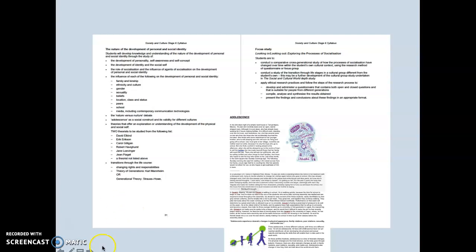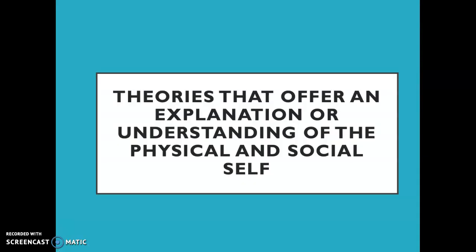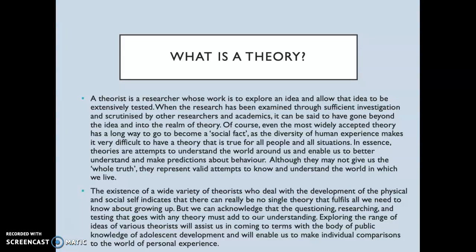So let's go. Here's the dot point we're looking at today. I mentioned it just before. Theories that offer an explanation or understanding of the physical and social self. This needs to be a big heading in your books because it is a syllabus dot point. The first thing we need to think about is what exactly a theory and a theorist is. We've talked about them a little bit in class before, but this is our opportunity to really delve into the meaning of them.